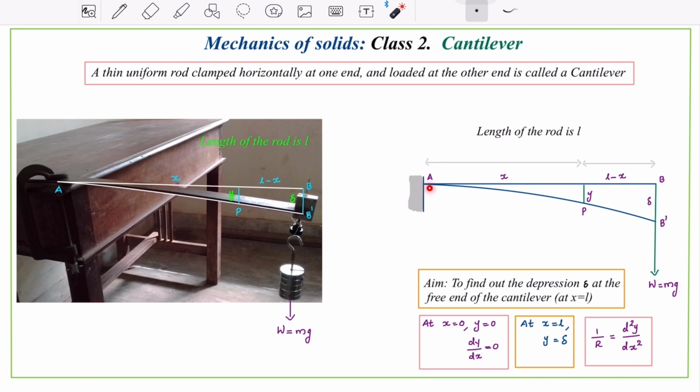Now at x equal to 0, there is no depression, because x equal to 0 means it is the clamped end where the beam does not undergo any deflection. So the depression at A is equal to 0. So we can say at x equal to 0, y equal to 0. Since y is equal to 0, we can say that dy by dx is also equal to 0.